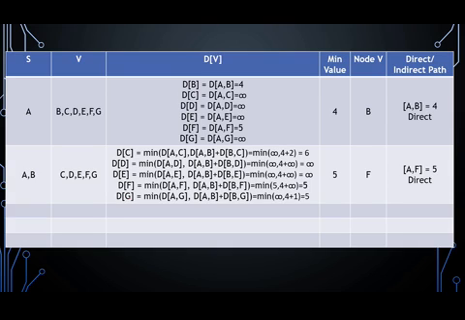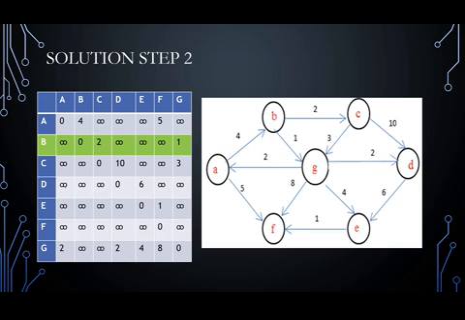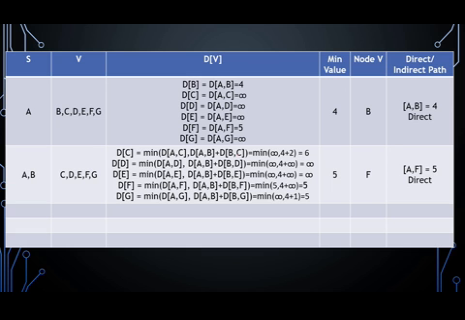Then DG. D of G from the previous step is infinity, minimum from the previous step is 4, and D of BG from the matrix is 1. BG is 1. So we get minimum of infinity comma 4 plus 1. 4 plus 1 is 5. When infinity and 5 are compared, 5 is the minimum.